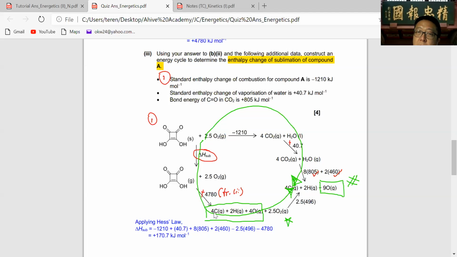The rest are no problem. Carbon got 4, hydrogen got 2. Carbon got 4, hydrogen got 2. No problem. The only issue is oxygen. You are lacking oxygen from here to here, the star step to the hex sign. You are short of 5 oxygen. 5 oxygen is 2.5 oxygen molecule.